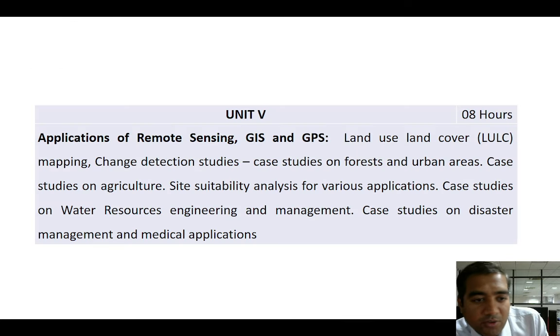Coming to unit 5, you are going to learn about the applications of remote sensing, GIS and GPS. How remote sensing, GIS and GPS are being used in land use, land cover classes, change detection studies, in forest and urban mapping, in the agriculture sector, and for site suitability analysis, even for case studies under water resource engineering and management, disaster management, and even medical applications also.